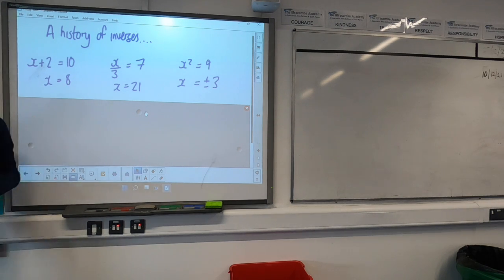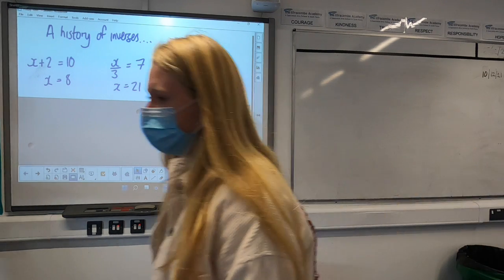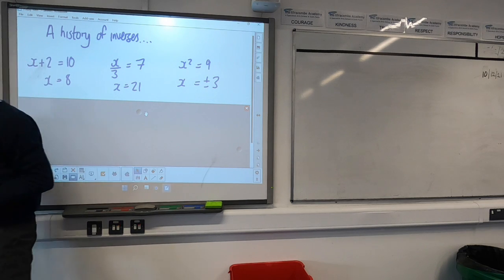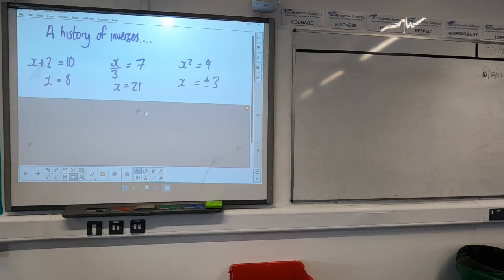And remember that exciting lesson when I talked to you about killing fractions. So we learned that the opposite of dividing by 3 was multiplying by 3. And then, when we got a bit older, we learned that the opposite of squaring was square rooting. So we could undo squaring by square rooting, and that was all very exciting.